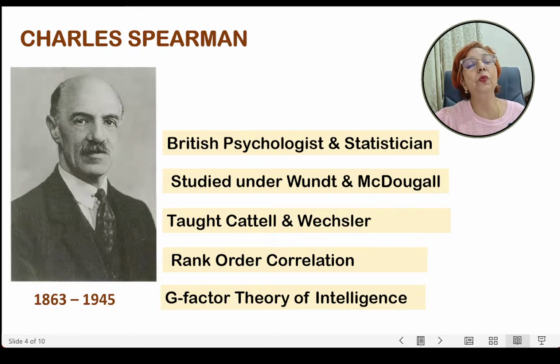Because Spearman was also a statistician, he developed a statistical method of comparison called rank order correlation. Correlation is a statistical method that helps you to compare two factors. Okay, so for example, hygiene and health. If you have good hygienic habits, your health will be very good. Now, what is the relationship between hygiene and health?